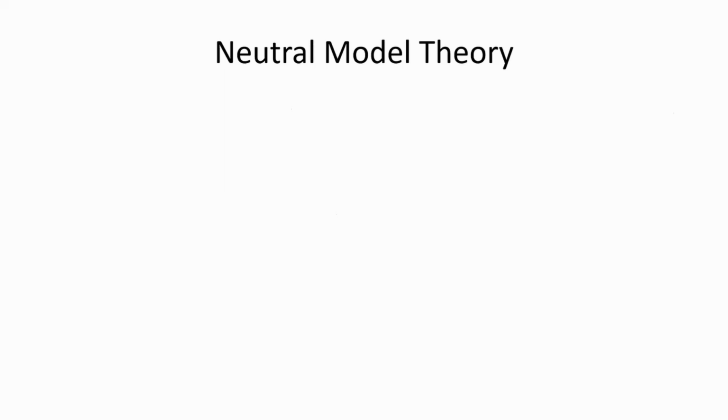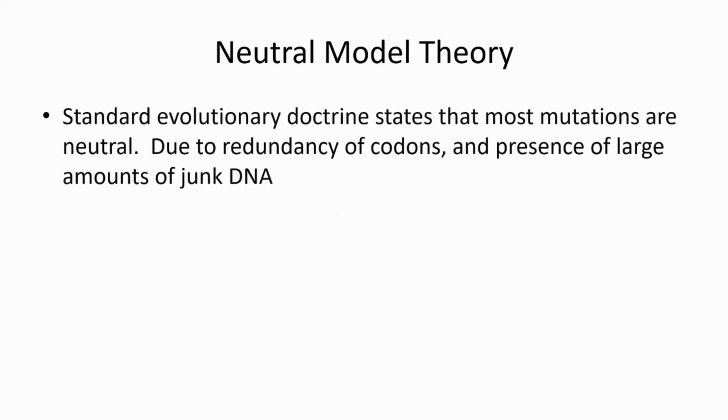All right, now we need a little bit of explanation about mutations and neutrality. Standard evolutionary doctrine states that most mutations are neutral due to the redundance of codons. Codons are just like the words in the sentence of the nuclear information. Presence of large amounts of junk DNA would be expected from evolutionary doctrine, right? Because it's just accidental mutations over millions of years. So most of it doesn't work, it's just junk. But recent discoveries falsify this view.